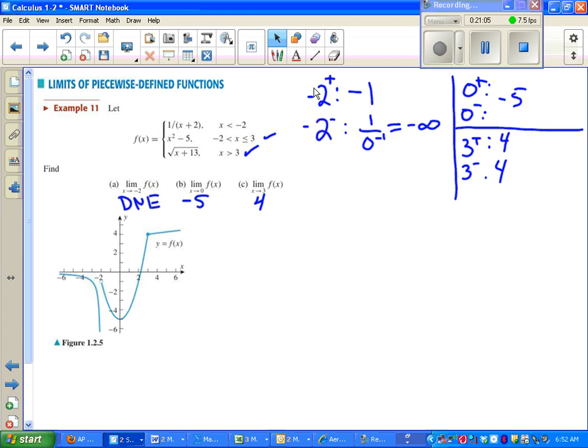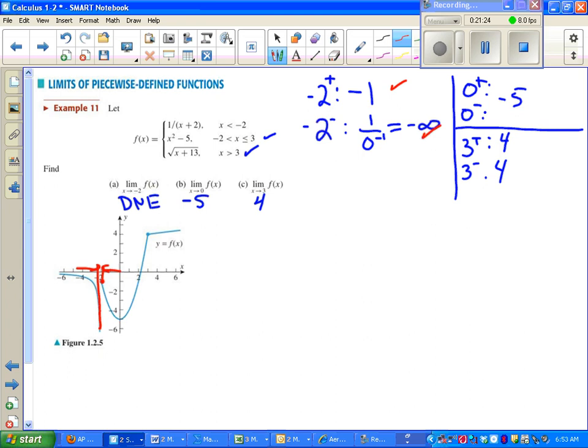Let's look at this graphically now. As x gets close to negative 2, we look on the x-axis close to negative 2, notice one side goes down here, the other side goes down to negative infinity. That matches our negative 1 and negative infinity that we saw algebraically.